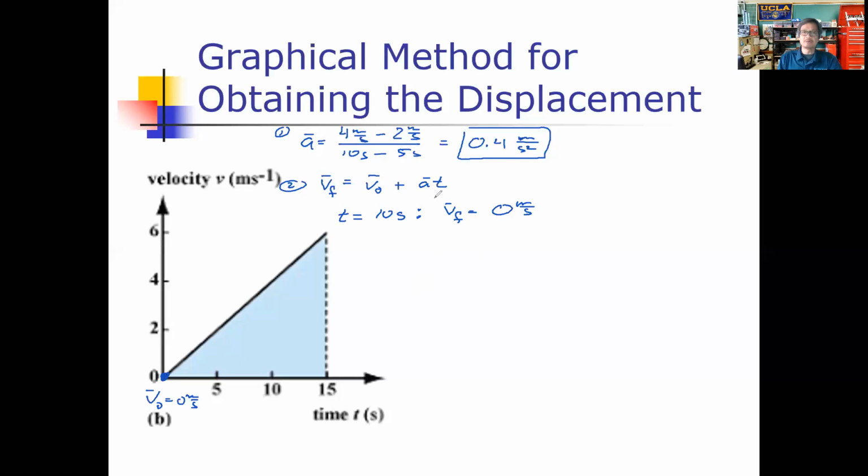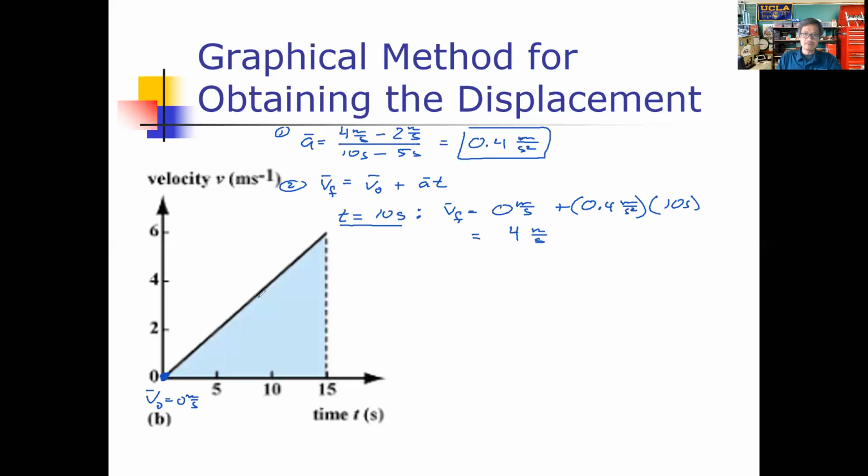But just to keep things simple, we're going to say the initial velocity is at the initial time, which is time equal to 0. Plus here's our acceleration, which we just solved for. That's the slope of the line, 0.4 meters per second squared, times the time interval, which is 10 seconds. We plug that in and find that the final velocity at 10 seconds is 4 meters per second.